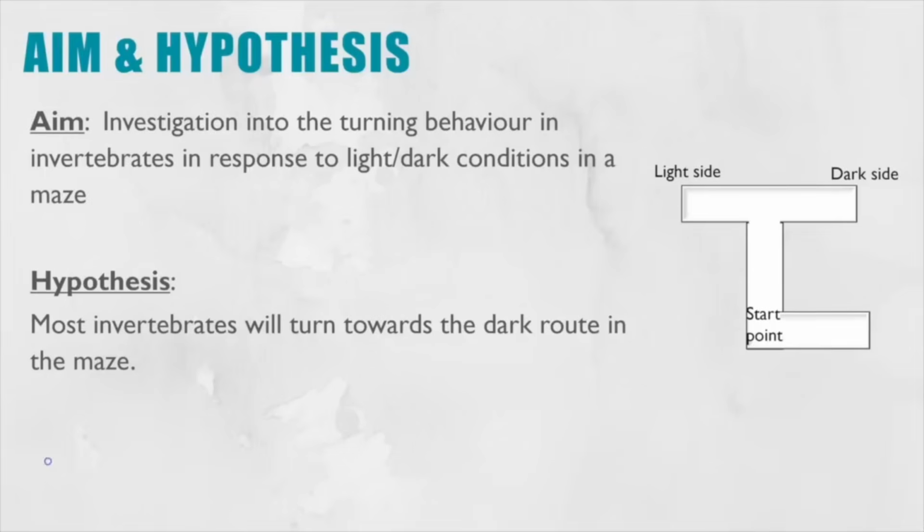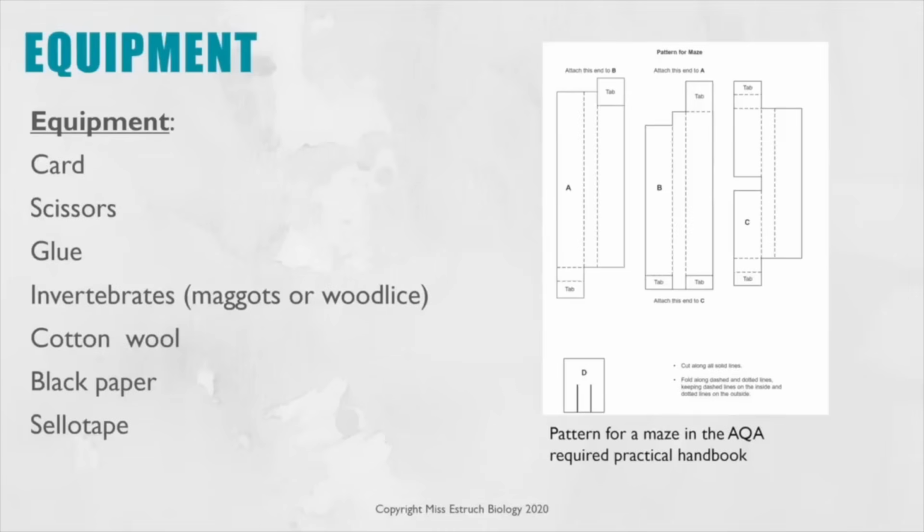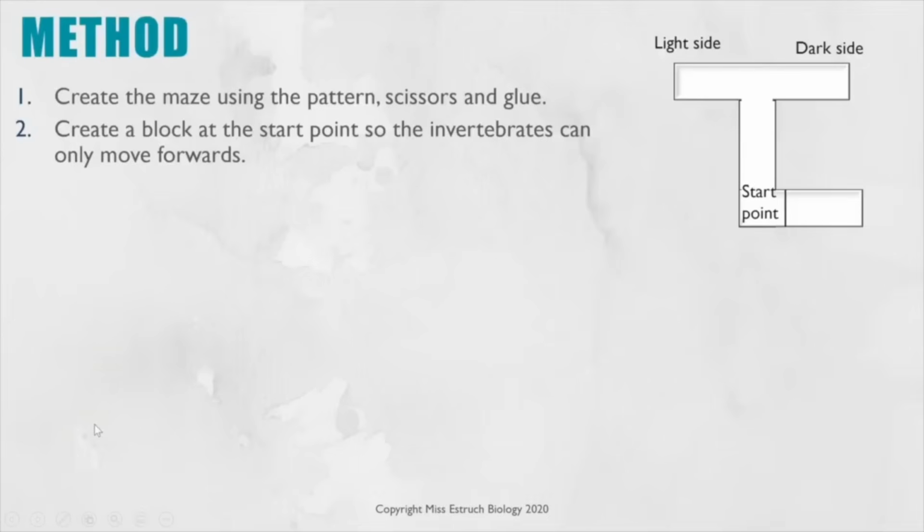The next step then is looking at the equipment. So you need to create the maze, and this image is taken straight from AQA's Required Practical Handbook. So you can find that on their website, and that gives you a pattern to cut out and use a particular maze. You'll therefore need scissors and glue to create the maze. You need the invertebrates that you're going to use, cotton wool, this is so you can clean the maze in between each trial, black paper and sellotape to make one side dark.